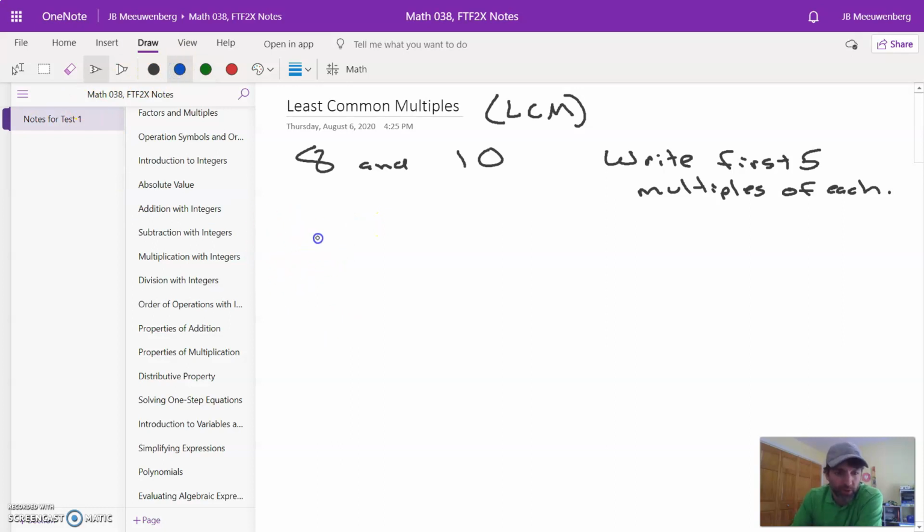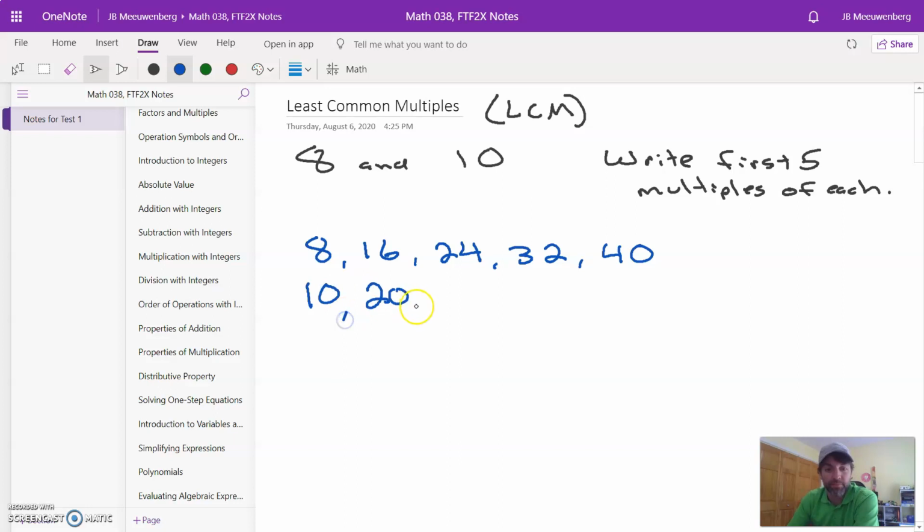So what I'm going to do is I'm going to write 8 first. So 8, it's basically counting by 8. 8, 16, 24, 32, and 40. Imagine on a number line, right? Jump counting by 8. 8, 16, 24, 32, and 40. And then for 10, it would be 10, 20, 30, 40, 50. Okay? So we've shown multiples for both 8 and 10.